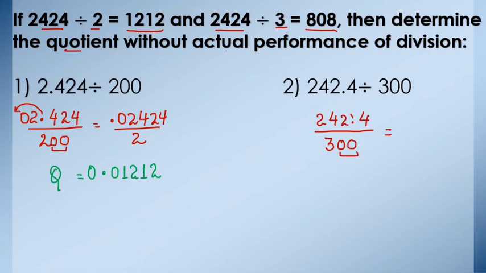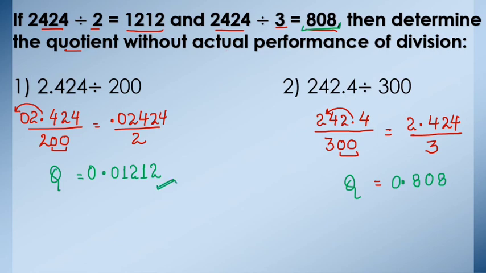Shift this decimal two places to the left. It will be 2.424 upon 3. So the answer will be 2.424 upon 3, which is equal to 0.808, as 2424 divided by 3 is 808. It is given to us. So if it is 2.424, it will be equal to 0.808. So the quotient is 0.808. This is the final answer without actual division.